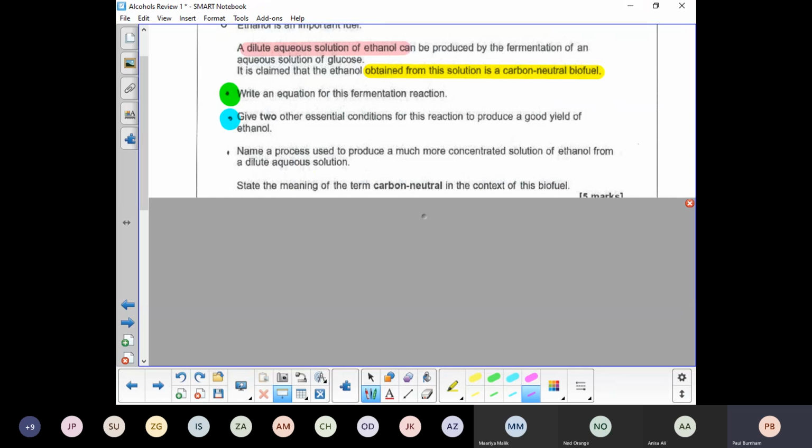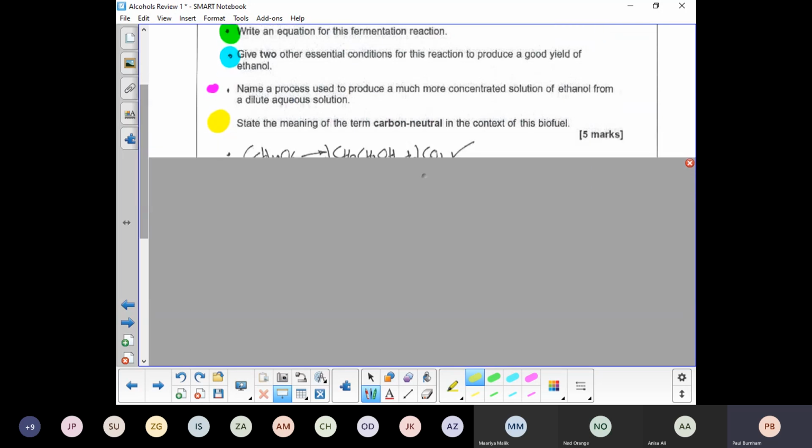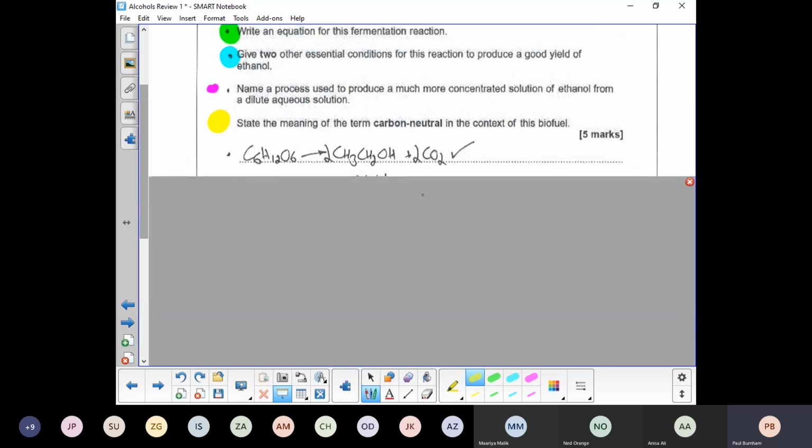And then can I name a process to produce more concentrated ethanol from this reaction? And you can see there's a 4th bullet point just creeping at the bottom. We'll go for the yellow. Can I state the meaning of the term carbon neutral in the context of this biofuel? And as I've done before, I'm going to go through each of these in the order they appear in the question. The equation for producing ethanol should be in your memory banks. It's one that you should just learn.